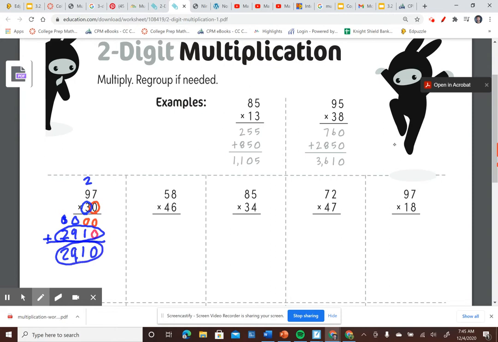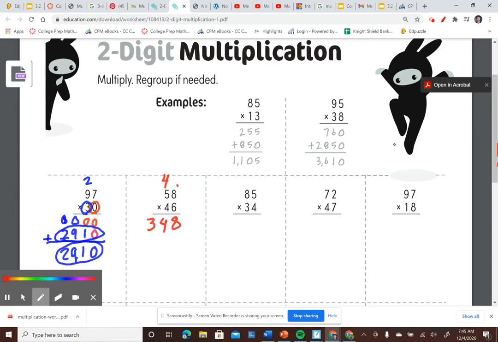All right, now we're looking at the next problem. So here we're doing the ones place first. So we're going to do 6 times 8, which is going to be 48. So we're going to write the 8 down here in the ones place, carry the 4. Now we're going to do 6 times 5, that's 30, plus that 4 up on top. So here we have 348.